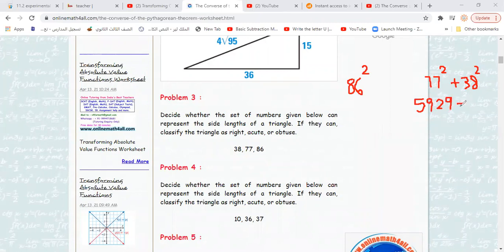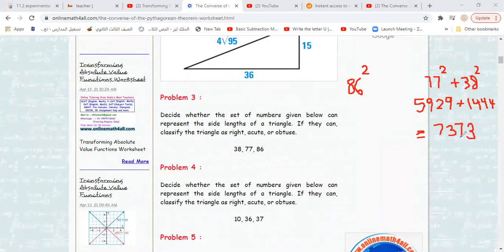Plus 38 to the power of 2, which equals 1,444. So the total is equal to 7,373. Any mistakes, Grade 8?